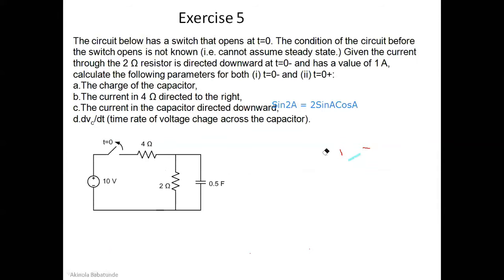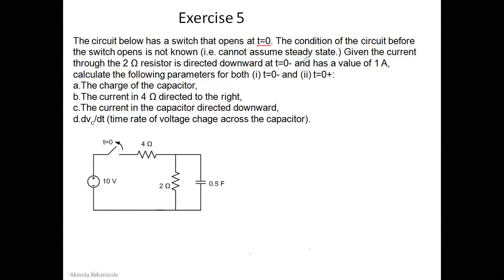Here is another example that we can address. The circuit below has a switch that opens at t equals 0. The condition of the circuit before the switch opens is not known. The condition before the switch opens is at 0 minus, and after the switch opens, we're going to have 0 plus. Don't forget, t equals 0 minus, t equals 0 plus. We talked about these notations before.